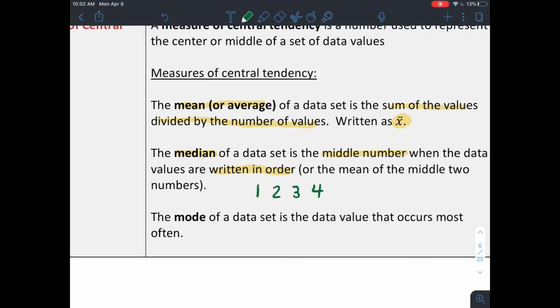So if you're looking at this data set, those are in order already. Sometimes I cross them off, these two values in the middle. So the median is going to be the average of those data values, so just 2.5.